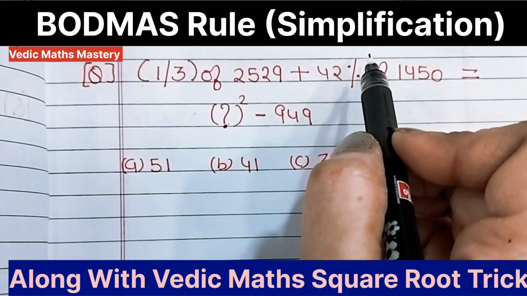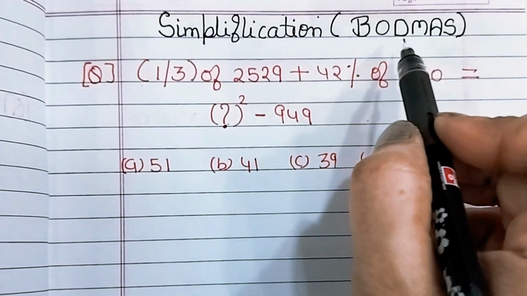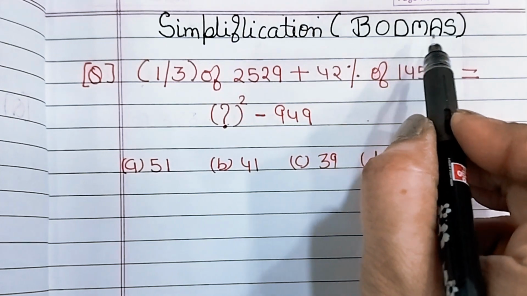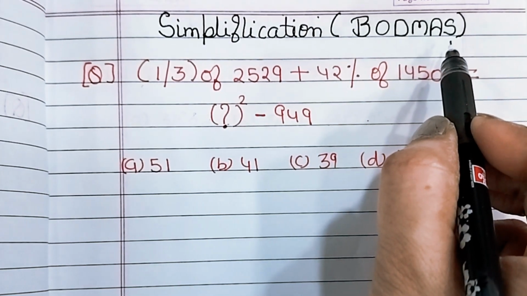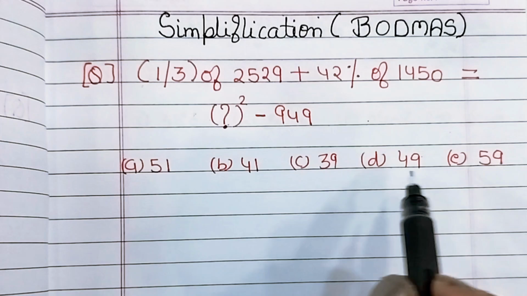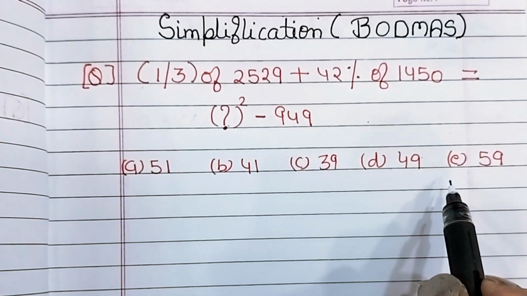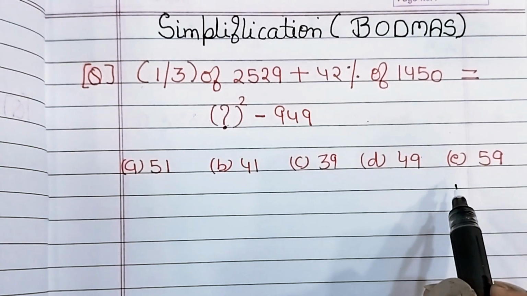So friends, to solve this simplification problem, we follow the BODMAS rule. BODMAS rule says bracket, order, division, multiplication, addition and subtraction rule. So there is an expression and we have 5 options also. We will just break the expression down step by step.